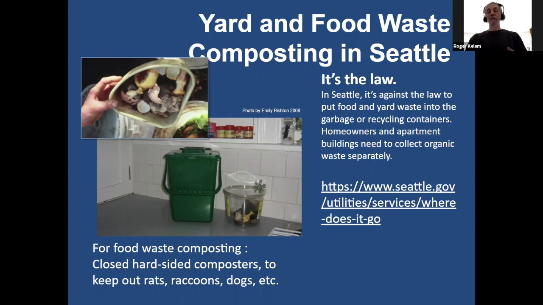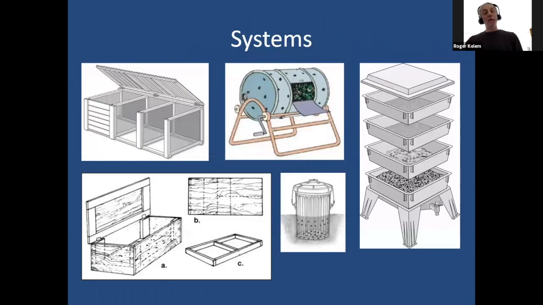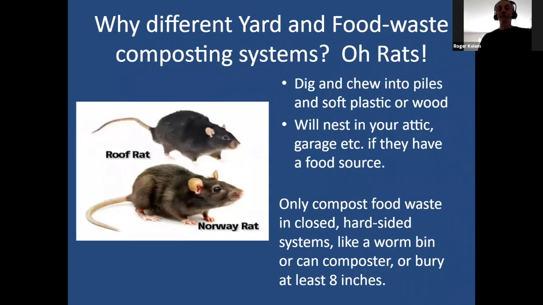So let's go back to the one with the rats. Let's explain why we're doing that. We're doing that because in the city we have rats, and we don't want rats in our compost. Rats carry diseases. We also don't want them in our houses, so we don't want to attract them toward our house. So we try to keep them out of our compost.